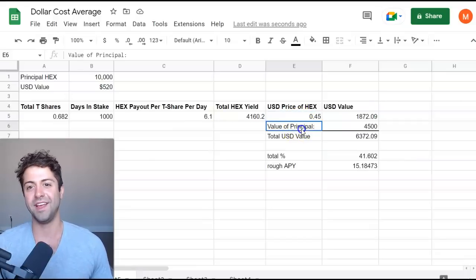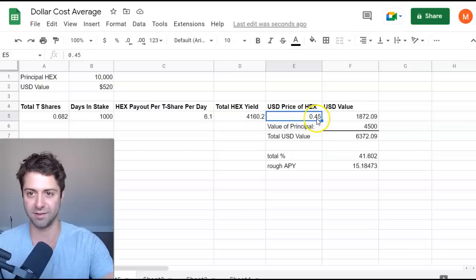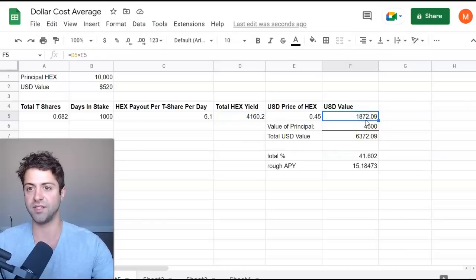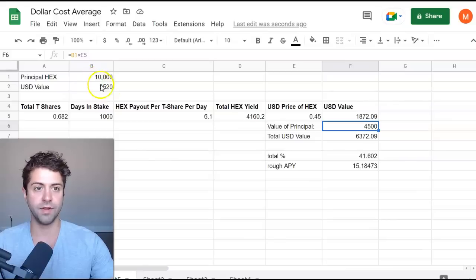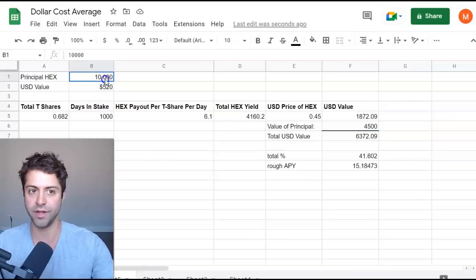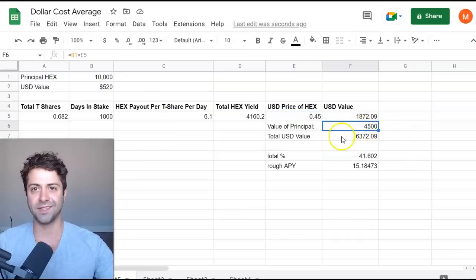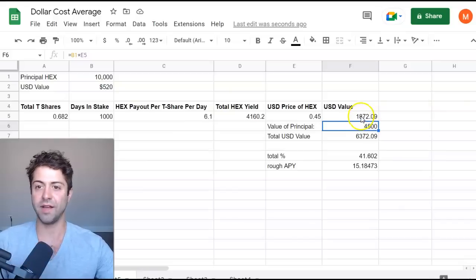I think it's going to be in the single-digit dollar amounts at least. I would call this a failure for HEX, right? But even if we only make it back to 45 cents, the USD value of that total HEX yield is $1,872. And then the value of your principal went up from 520 bucks, because that's how much you put in. But 10,000 times 45 cents, that's 4,500 bucks. So even with very lackluster price performance, you've got your yield 1,800 and your principal 4,500.